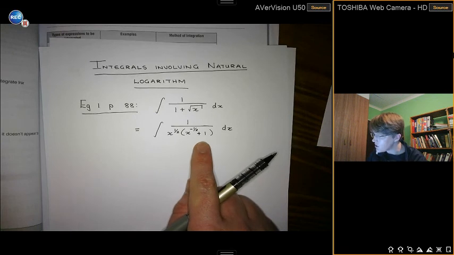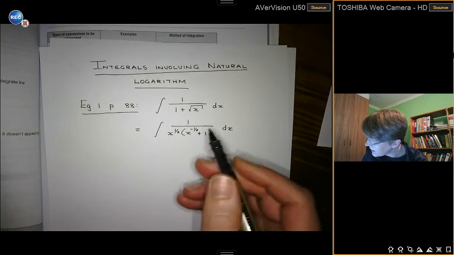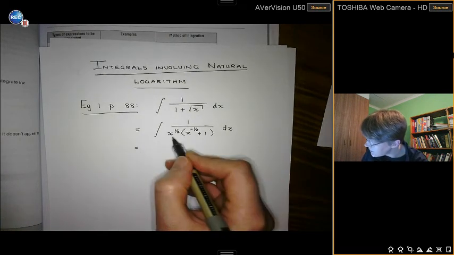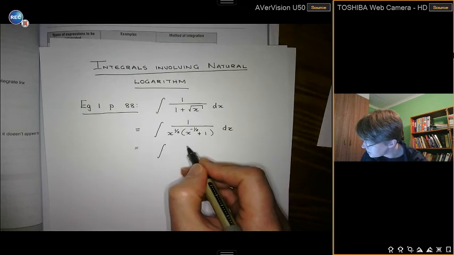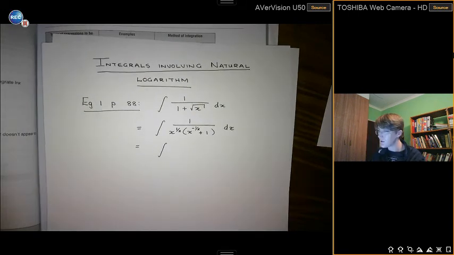Then what I can do is I can move this up to the top. I think I've messed this one up.